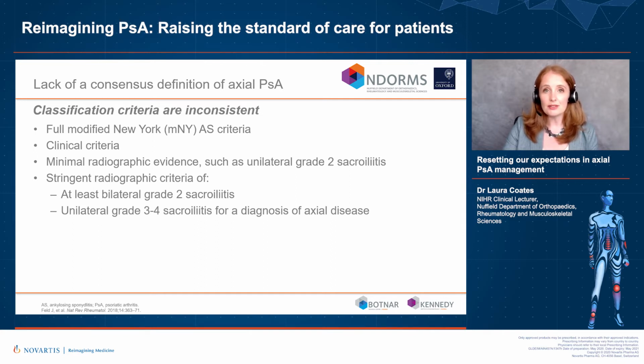Some studies have looked at minimal radiographic evidence, for example, a unilateral change in the sacroiliac joints rather than a bilateral change, but that potentially reduces our specificity in these trials. And those stringent radiographic criteria will mean that we're definitely looking at psoriatic arthritis when this is found, but we may be missing a number of cases as well.